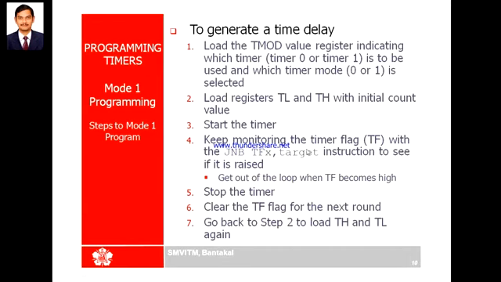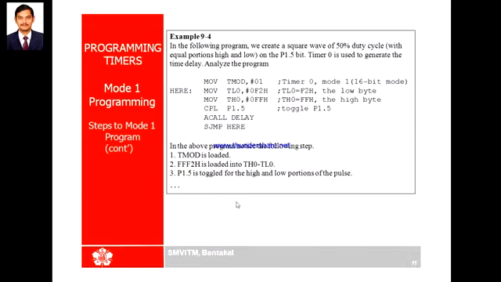Start the timer, and keep monitoring the timer flag TF with the JNB TFx, label instruction to see if it is raised. Get out of the loop when TF becomes high. Stop the timer, clear the timer flag for the next round, and go back to step 2 to load the TH and TL again. Let's try to understand the programming part.